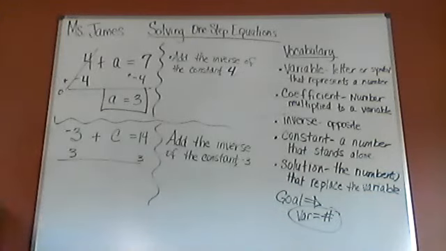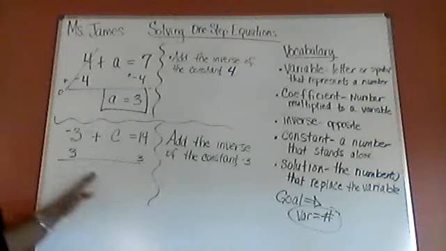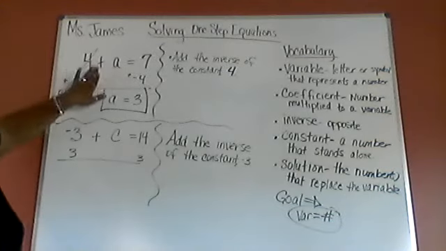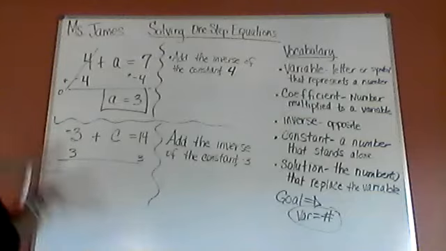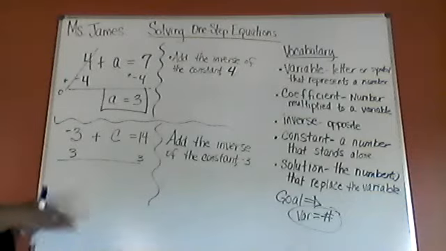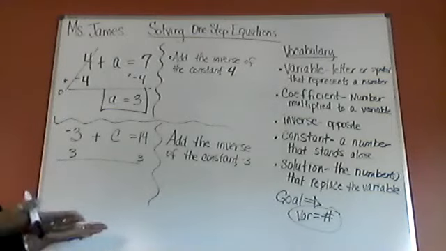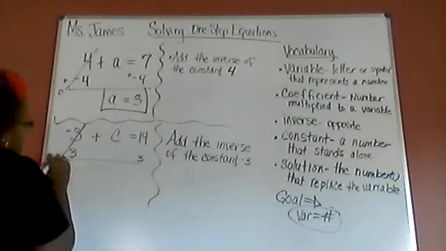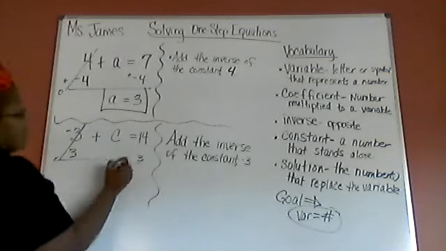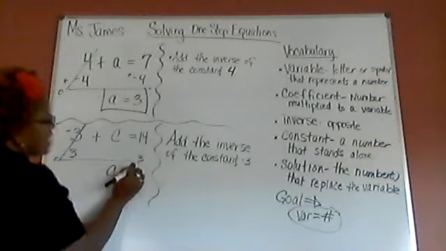Because we have to remember that whatever we do on one side of the equal sign, we must do on the other side of the equal sign to keep things balanced. It's just like a scale. Whatever you do to one side, you must do to the other side. So you have negative 3 plus 3, that's a 0 pair. Bring down the C, bring down the equal sign.